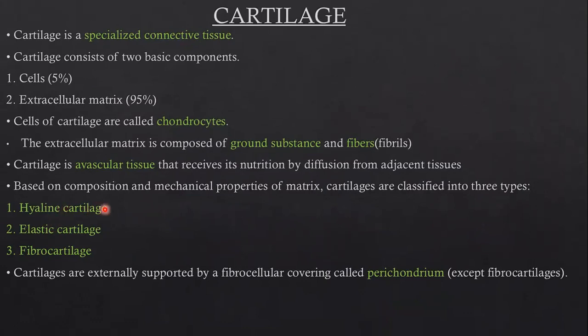Okay, we have three types: hyaline cartilage, elastic cartilage, and fibrocartilage. Now, cartilages externally are supported by a fibrocellular covering known as the perichondrium, except fibrocartilage. So hyaline cartilage and elastic cartilage will have a perichondrium. So if you are given a histological slide and you see perichondrium, rule out fibrocartilage. Fibrocartilage can't be one of your guesses, even if you are guessing.